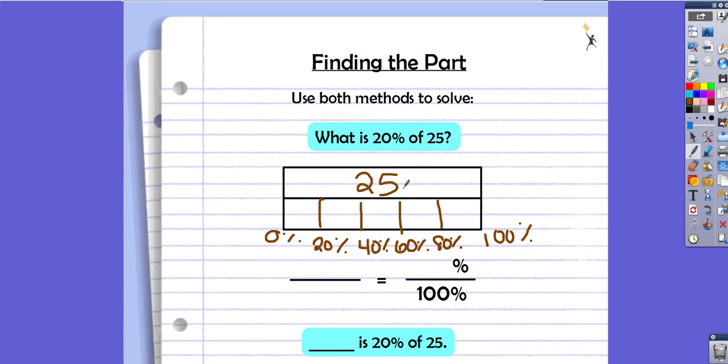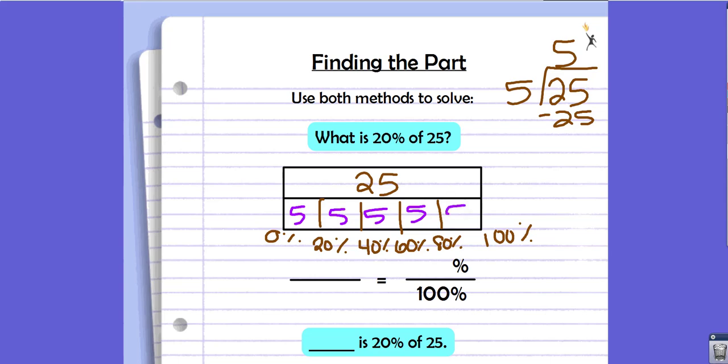Okay. Now, if I know that it can go into 100 5 times, 1, 2, 3, 4, 5, that means I can divide 25 by 5 to figure out how much each one of these pieces is worth. So let's go ahead and do that. 25 divided by 5. How many times can that go in? That can go in 5 times. So that means that each one of these little sections is worth 5. Now the question specifically was asking us about 20%. So right here is my 20%, which means that it is worth 5. So I know 5 is 20% of 25.